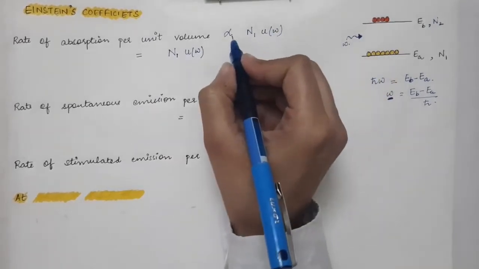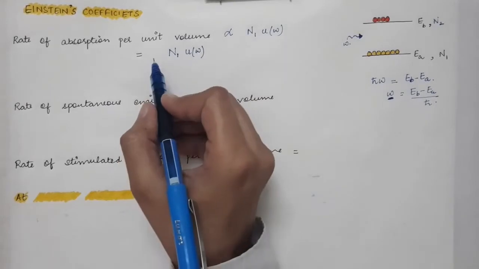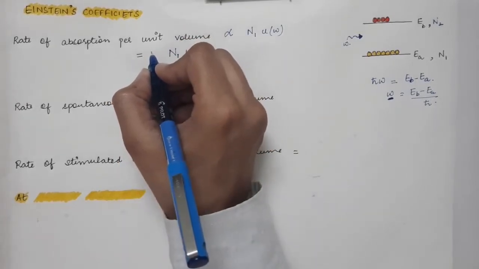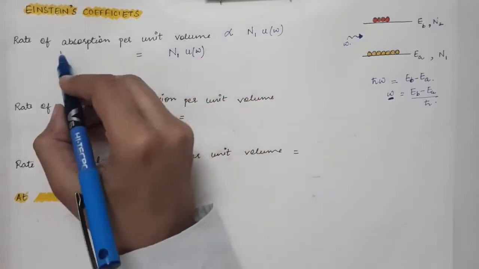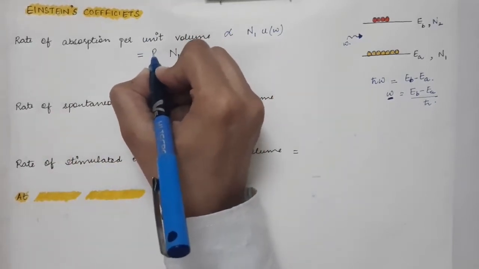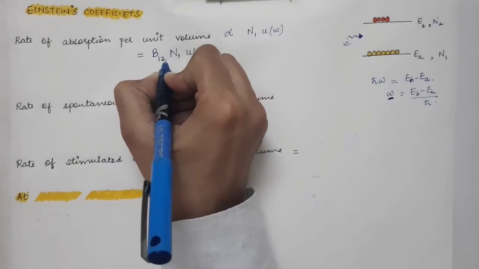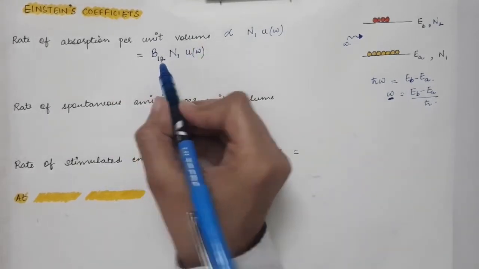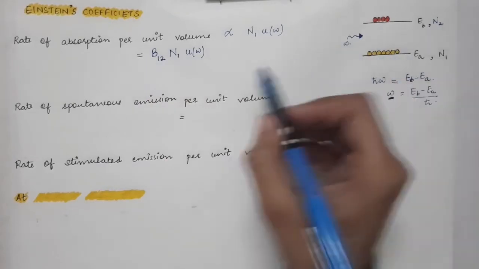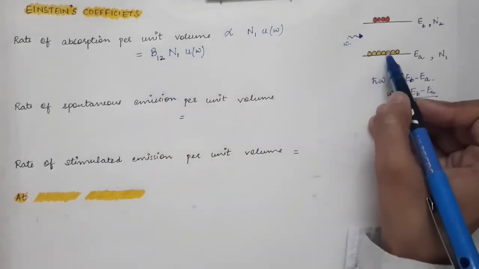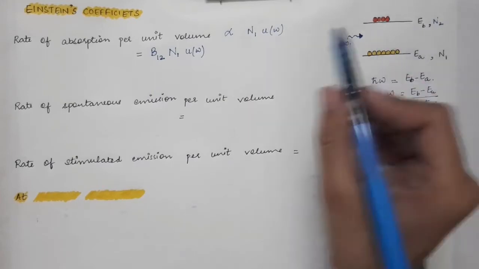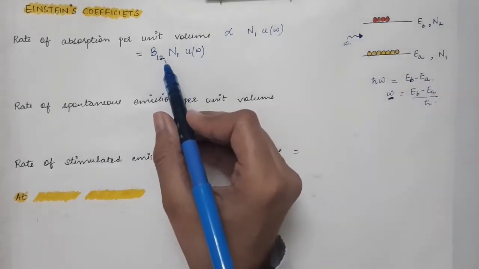So when you remove this proportionality sign, you include a proportionality constant, and in the case of the rate of absorption, we write this constant as B12. We have written 1 and 2 because in absorption, the atom goes from the lower level, or you can say the first level, to the second level. Therefore we write it as B12.